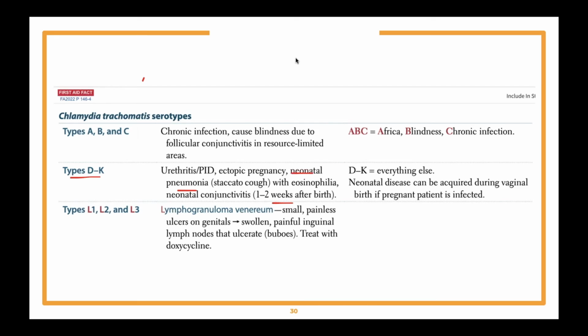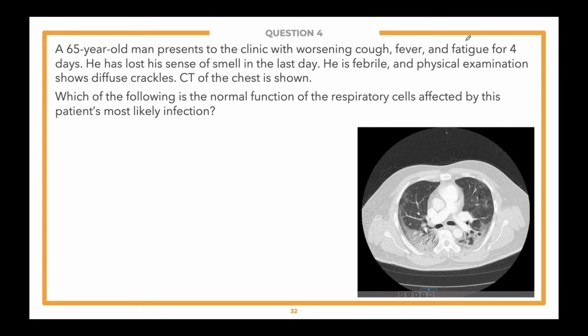Excellent, thank you, Paris. We've got one question left. Let's try to finish strong. As always, we will begin with that lead-in. Which of the following is the normal function of the respiratory cells affected by this patient's most likely condition? I'll give all of you a few moments here to respond in the question box and let us know how many steps you believe this question will require, and I'll move on to that vignette.